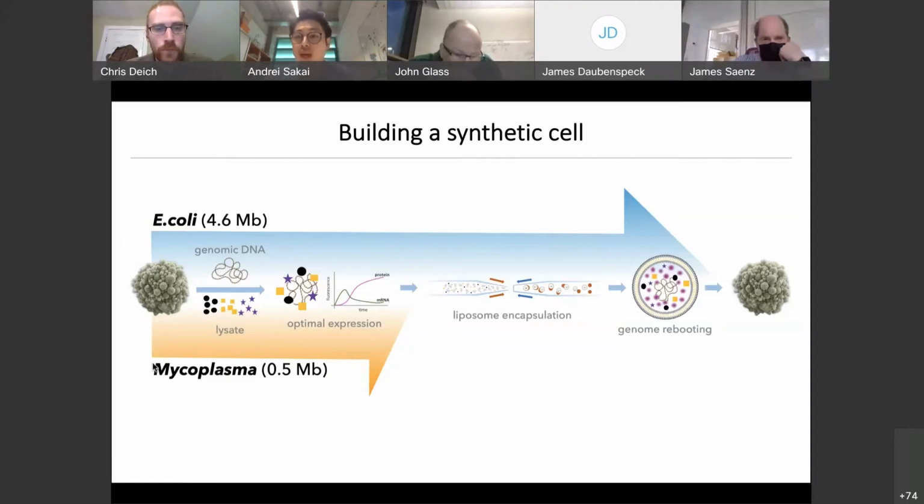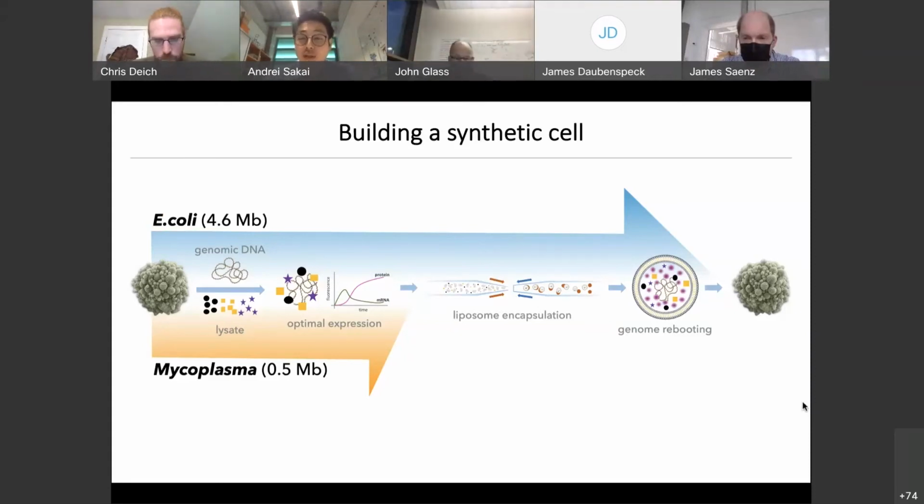And once we have this whole system with these components optimized, we encapsulate those into liposomes and try to manage the genome rebuilding, like how can we control the expression of the genes inside the genome. And hopefully in the end, we can rebuild a synthetic cell.